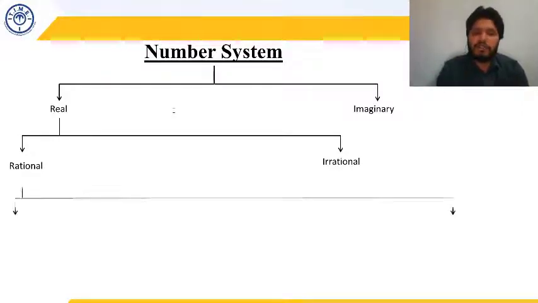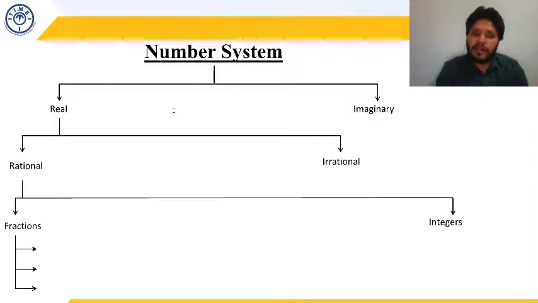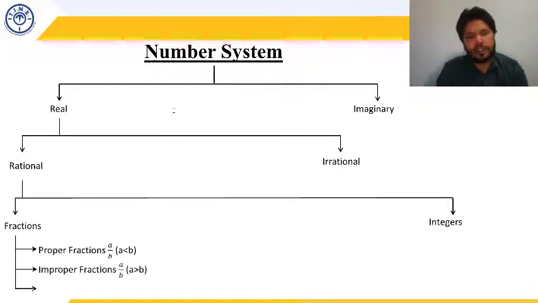Further, rational numbers can be classified into two categories, fractions and integers. Fractions can be classified into three categories. Three types of fractions are possible: proper fraction, improper fraction and mixed fraction. So what is a proper fraction? Where numerator is less than denominator. What is an improper fraction? Where numerator is greater than denominator. And what is a mixed fraction? Quotient remainder upon divisor form is called a mixed fraction. So these are the types of fractions which we have to study.